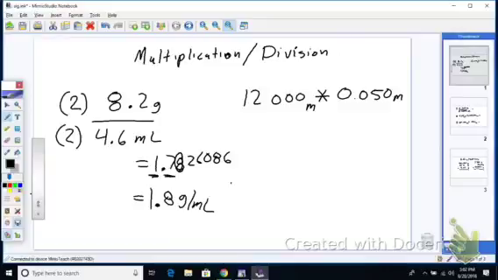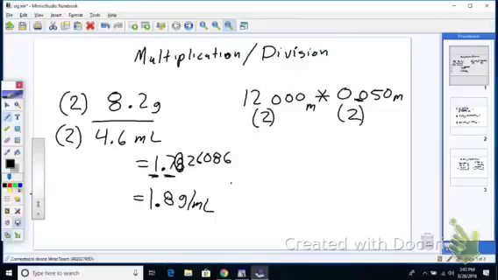Alright, second one. We look at 12,000. These zeros are trailing zeros with no decimal. You can't assume that they're part of the measurement, so there are two significant digits here. And then 0.050, the zero in front doesn't count. The zero behind does count. And so there are two significant digits there.